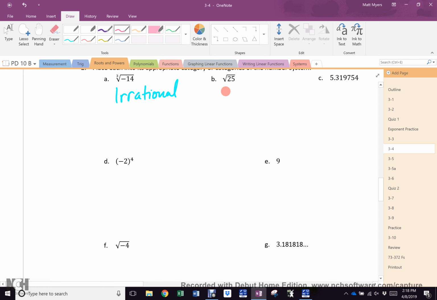Okay, what's B? Since everyone's talking, everyone's done. What's B? Natural. Why is it natural? Because 5 is natural. Because that equals 5. And if 5 is natural, it's automatically whole, it's automatically an integer, and it's automatically rational. What about that? Rational. Why? It ends. As a fraction, that's 5 and 319,754 millionths.